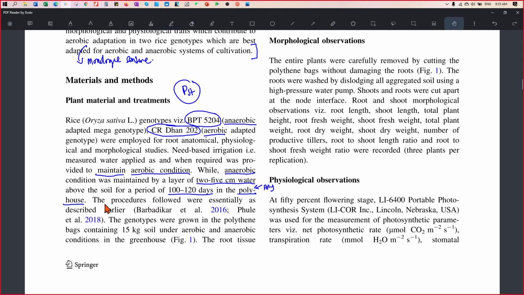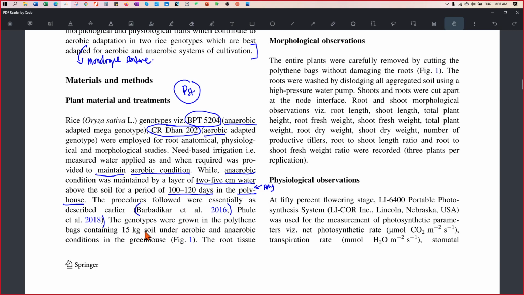Okay, and they also said that the procedure followed was essentially as described earlier. So whatever they did here, they didn't go into detail, because if you want to read the detail, you can refer to the previous authors. This has been done before, which is confirmative as well. They repeated what these previous authors did, and apparently your method is good in growing rice, so we can confirm that. You just did a confirmative study, even though you didn't have the intention to do so.